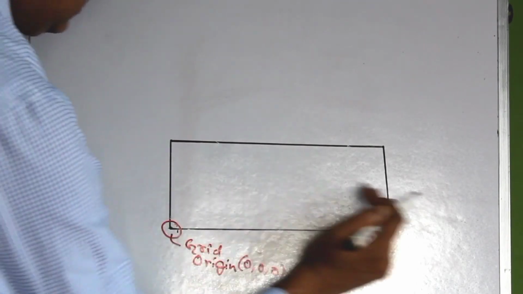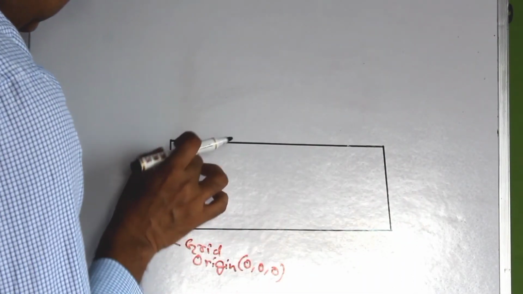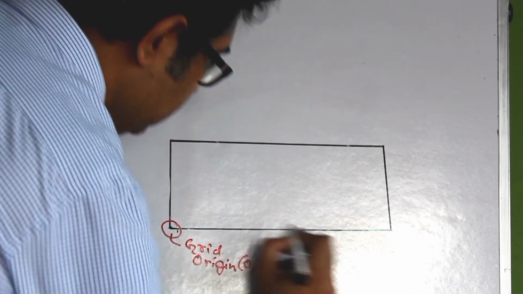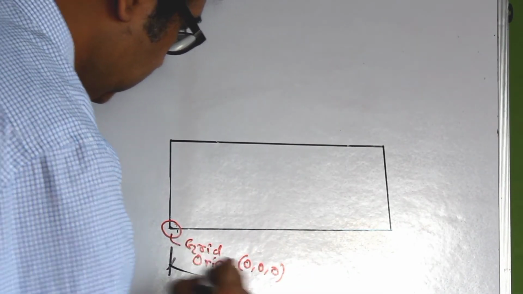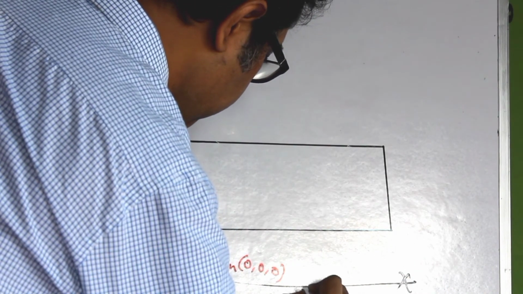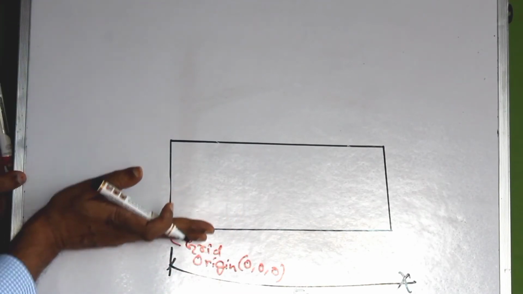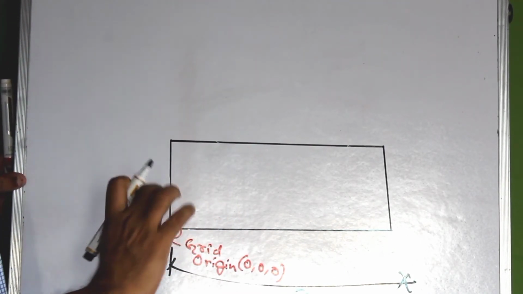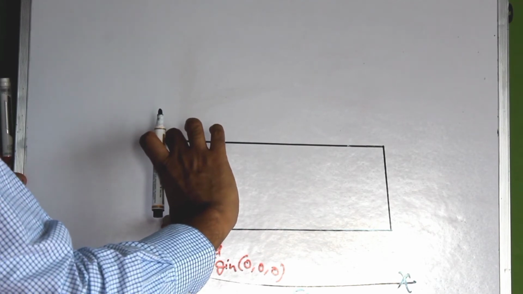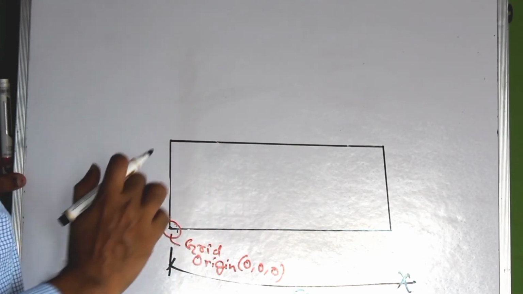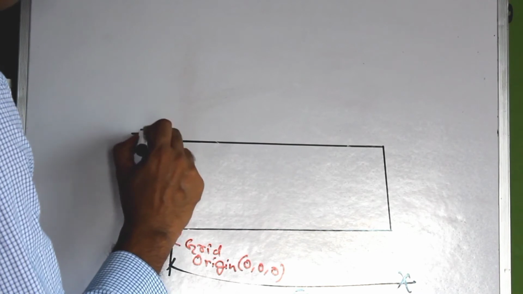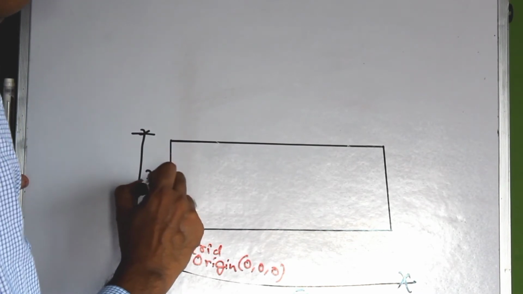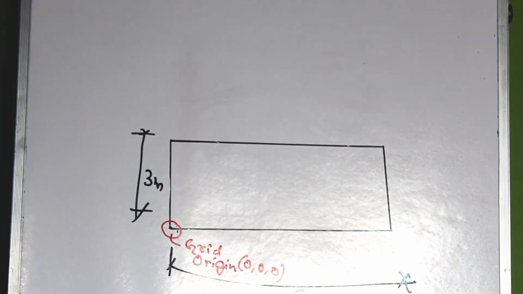So this is just one division. The distance between these two vertical lines is 5 meters. And then we had one division above the grid origin. The distance between these two horizontal lines is 3 meters because we specified the spacing as 3 meters.